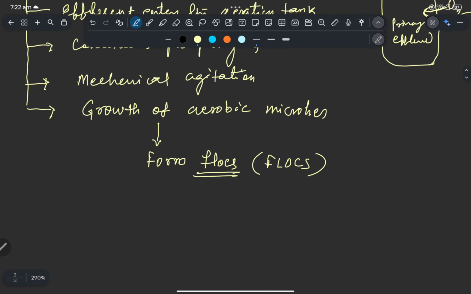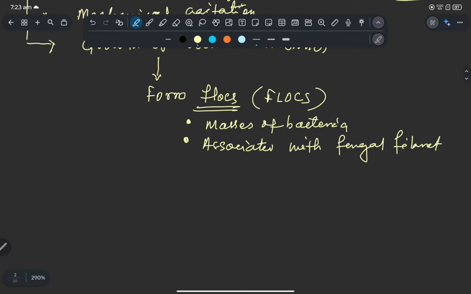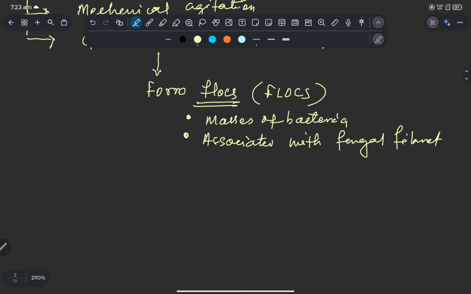Flocks. So what is flocks? Flocks consist of masses of bacteria. Which bacteria? Aerobic bacteria. And it is associated with fungal filament. Okay, so it is the combination of the bacteria and fungal filament together that forms the flock.